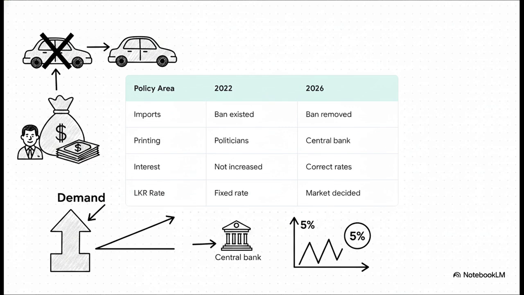Back in 2022, interest rates were stubbornly static, despite soaring demand. In 2026, they were actively adjusted to hit a specific 5% target. And finally, the dollar rate was artificially fixed in 2022, which led to that massive explosion, whereas in 2026, it was market-decided, leading to a nice, gradual adjustment.